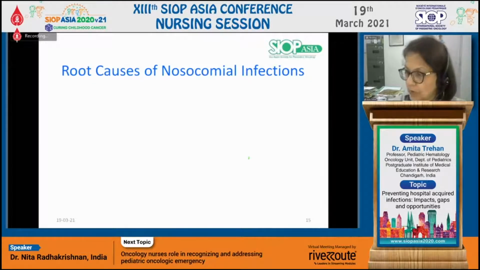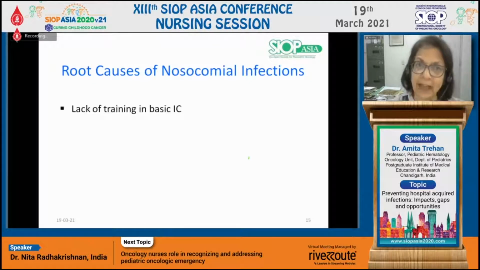So, the root cause of infection is lack of training in basic infection control. Quite a few of us, if we look back, we will honestly say that when we were studying in our basic bachelor's course, we were never taught about infection control. A lot of other things are taught to us: anatomy, physiology, this, that, but nobody tells us basic infection control. And the same applies till quite some time. And only recently, people have started thinking that yes, people need to be told about this.